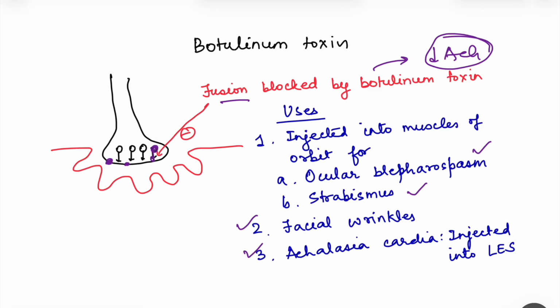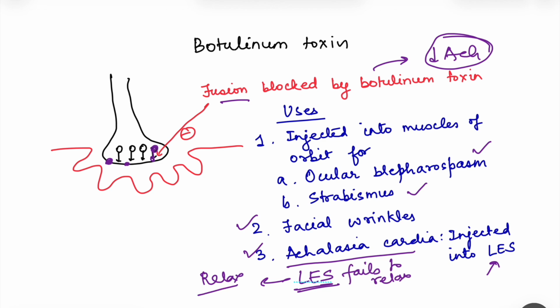Then there is achalasia cardia. In achalasia cardia, in the lower part of the esophagus, the lower esophageal sphincter fails to relax. Okay, so this botulinum toxin is injected into the lower esophageal sphincter so that it relaxes and the food can pass from the esophagus into the stomach. Okay, so that was botulinum toxin.